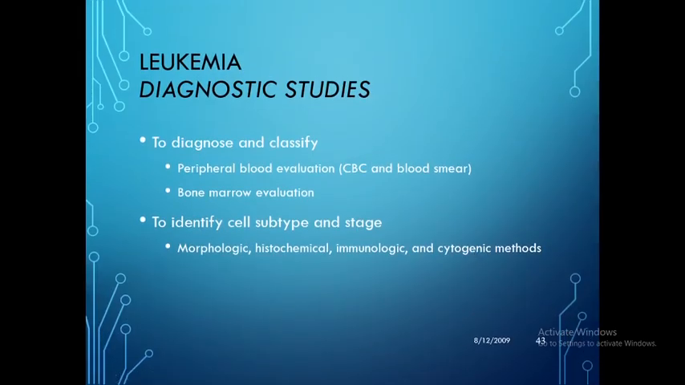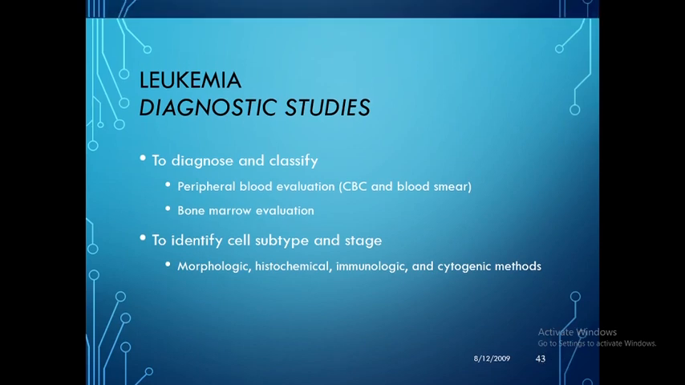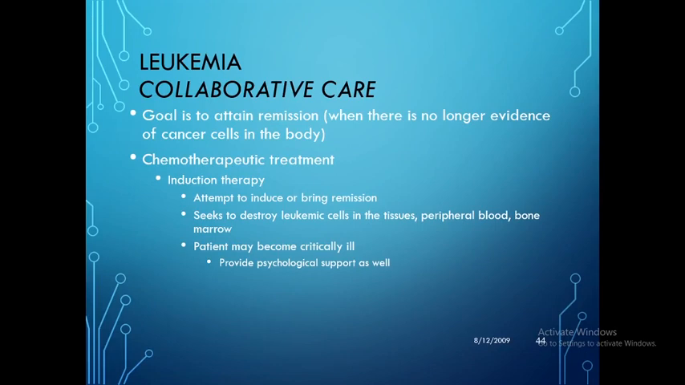Diagnostic studies. How to diagnose leukemia? We have to do peripheral blood evaluation. Complete blood count and blood smear will be done, and bone marrow evaluation. Bone marrow biopsy may help to identify cell subtype and stage. Morphologic, histochemical, immunologic and cytogenetic methods can be used. Collaborative care of leukemia: the goal is to attain remission, when there is no longer evidence of cancer cells in the body.